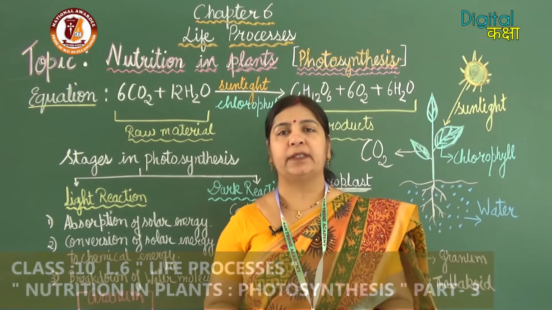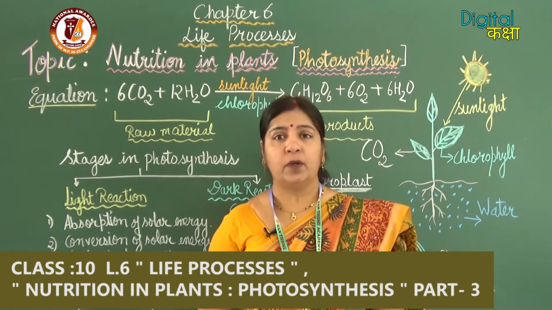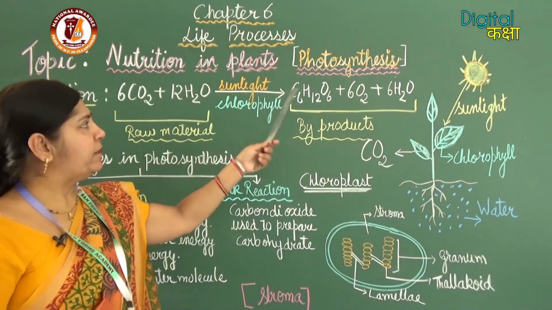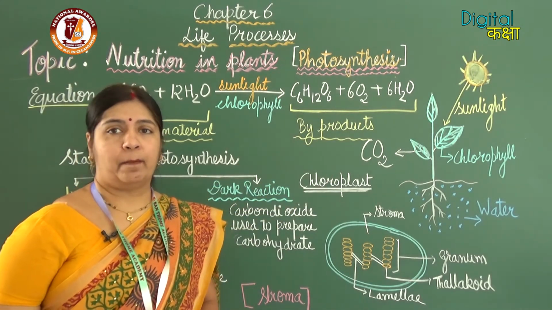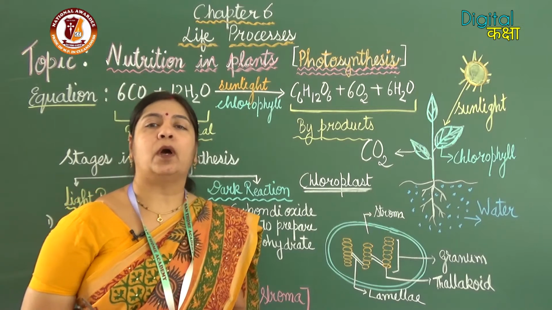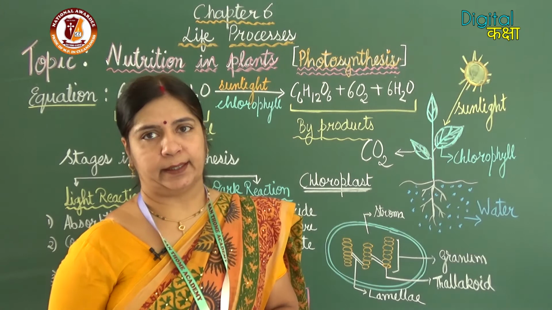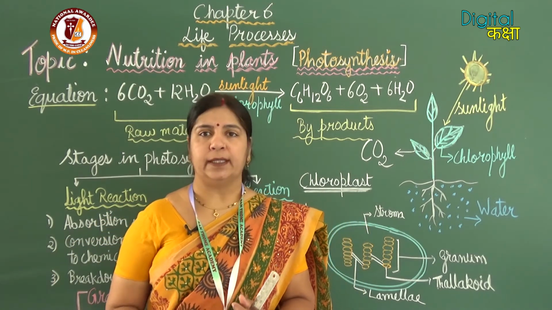Now we are going to study stages in photosynthesis. The equation looks so simple: carbon dioxide, water giving glucose plus oxygen plus water. It looks so simple, but actually the process is not this simple. There are different stages, different steps in the process of photosynthesis.